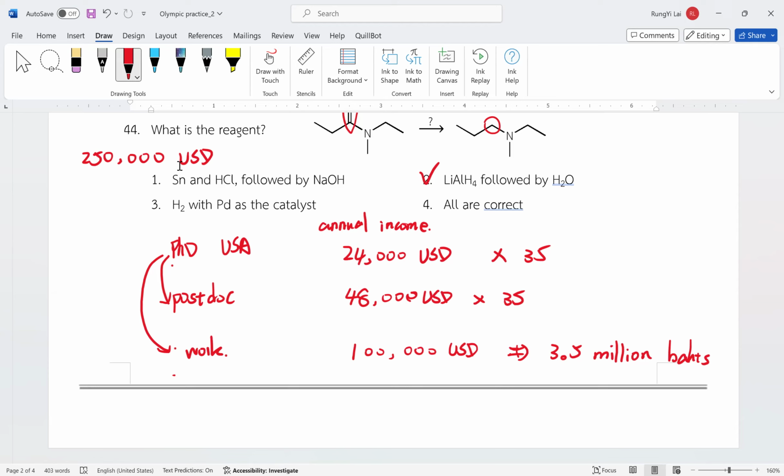That's why for Taiwanese, we never want a scholarship, because every Taiwanese who goes to the US will stay in the US to work. If you have 100K, about 3.5 million baht, you can do many things in the USA. You can have a family, you can buy a car, whatever you like.